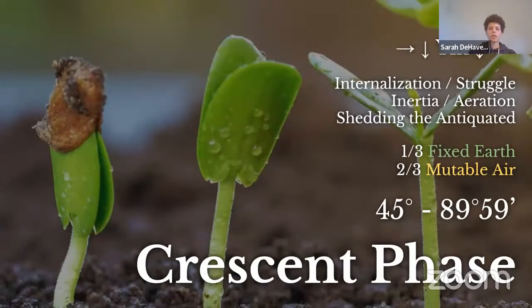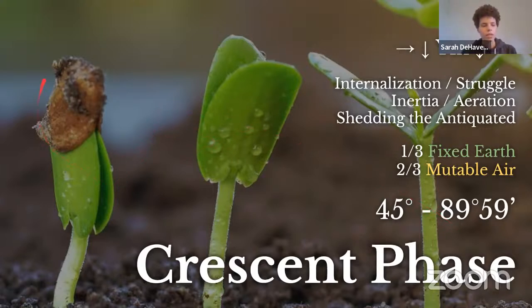All right, moving into the crescent phase, yin phase, down and in, down and in. Internalization, struggle, inertia, aeration, and shedding the antiquated are keywords and key phrases associated with the crescent phase. It's one-third fixed earth, Taurus, two-thirds mutable air, Gemini, 45 degrees to 89 degrees and 59 minutes, covering the span of the crescent phase. This graphic is not here for no reason.